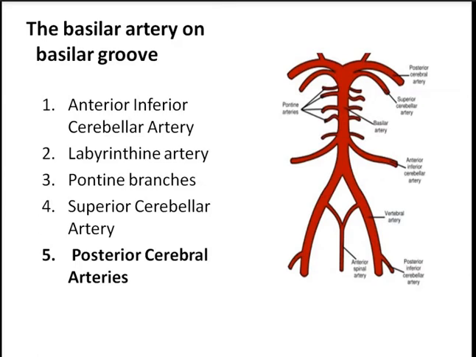For now, you have to know the basilar artery is there in the basilar groove, which is formed by the union of the right and the left vertebral artery. They unite together in the basilar groove, and it gives different branches. Labyrinthine branches to the ear, pontine branch to the pons, superior cerebellar artery to supply the cerebellum, posterior cerebral artery to supply the cerebrum, and is one of the important components of the circle of Willis. So this is the basilar artery present in the basilar groove.